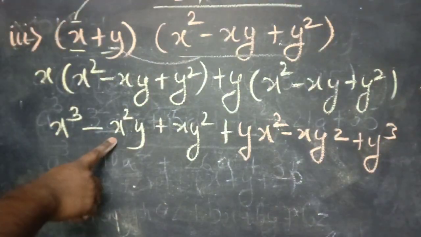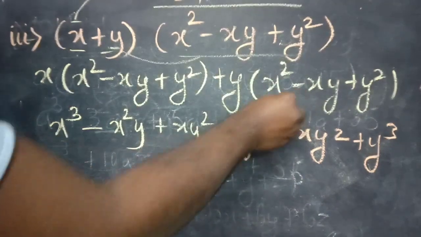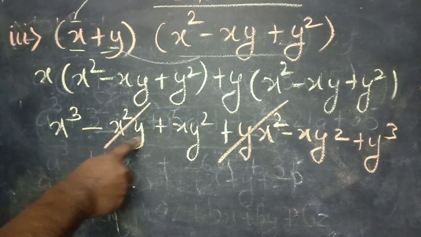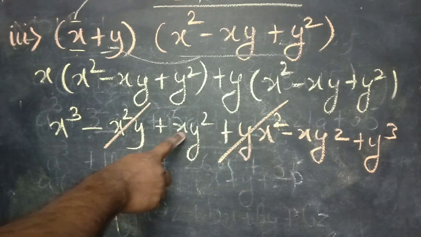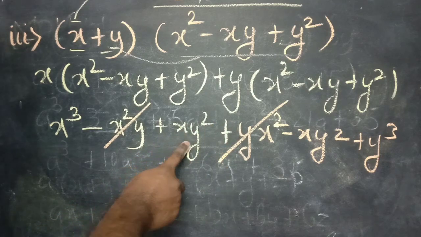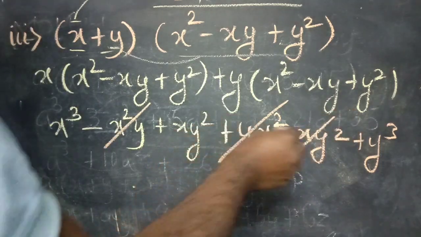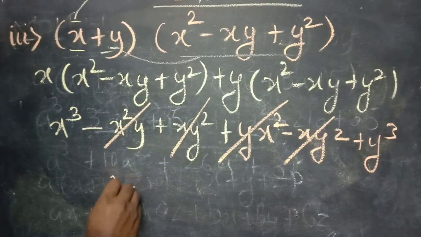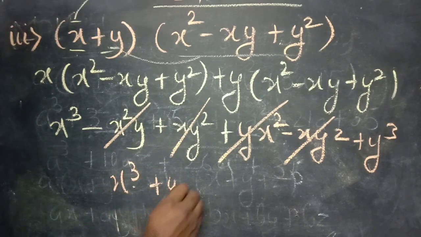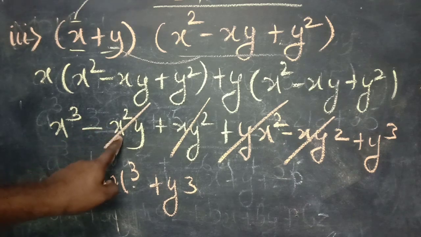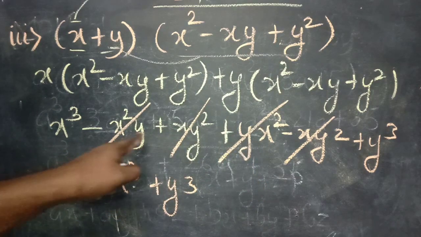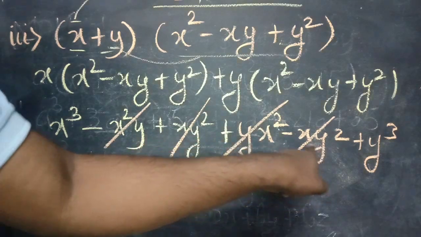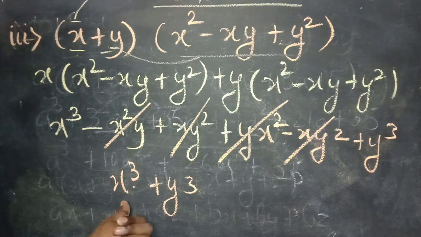Now if you observe, x square y and y x square, they will get cancelled. Minus x square y plus x square y will cancel out. The same way, minus xy square plus xy square will cancel out. The remaining terms are x cube plus y cube. This is the solution.